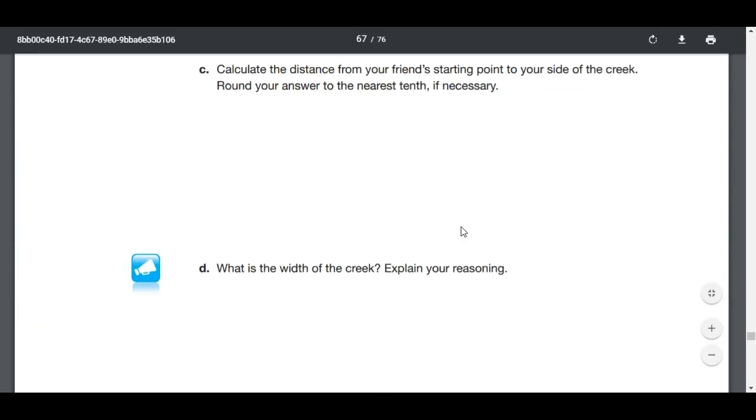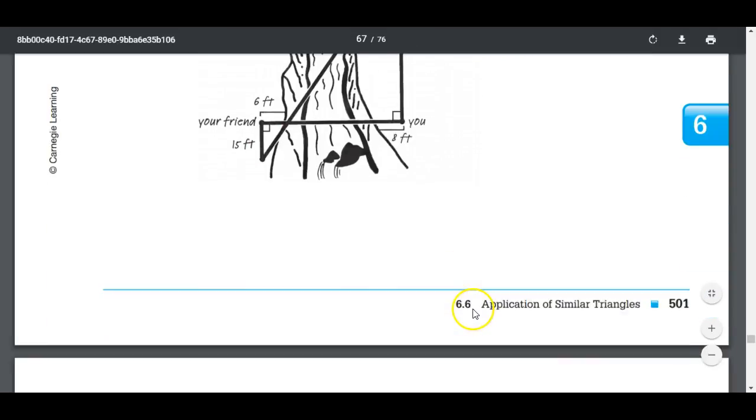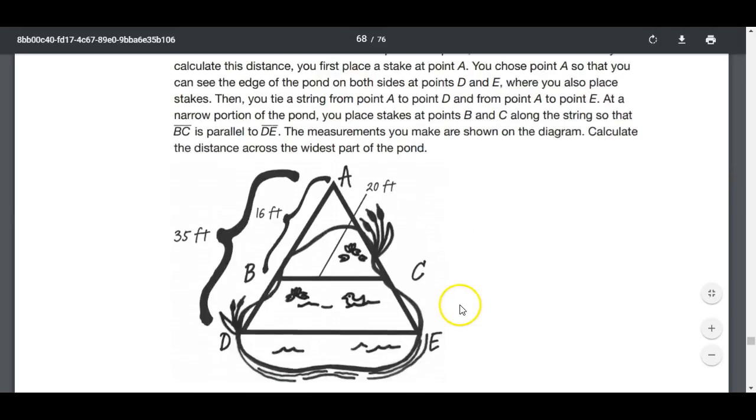Answer those questions, figure out the depth. Here you have another one, the same exact thing. 6 over x plus 8 is equal to, or you put x plus 8 over 6 is equal to 60 over 15. So you should be able to figure that out, how wide the ravine is.